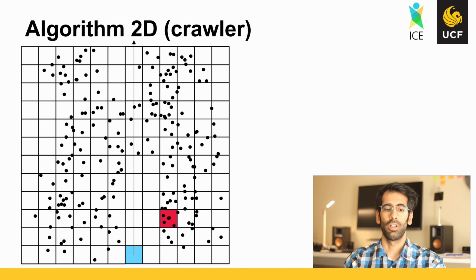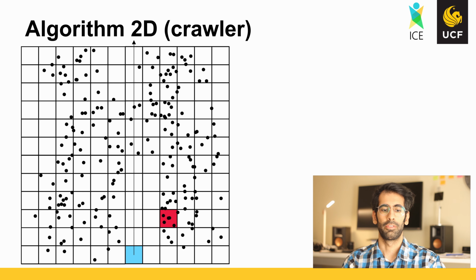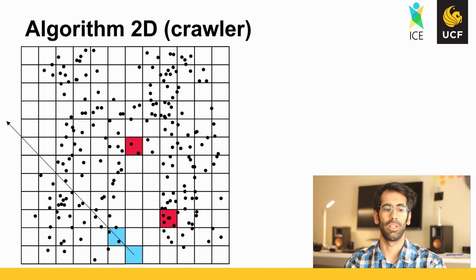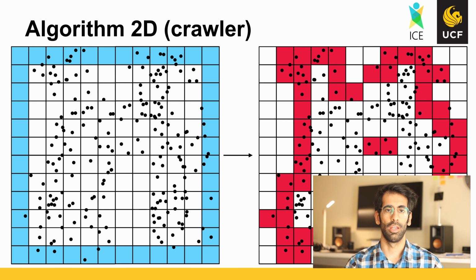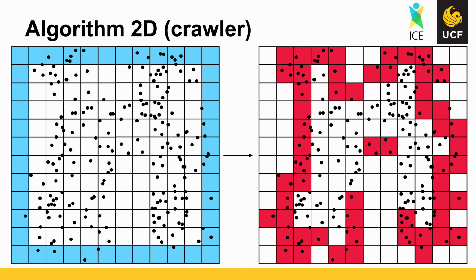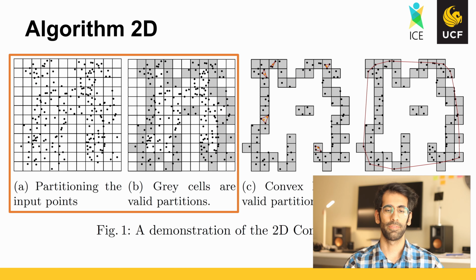The next crawler crawls toward the top of the grid and it will keep crawling until it reaches a partition that is non-empty. For this partition it will mark it as a valid partition and its operation will be halted. The next crawler also does the same thing and it will mark this partition as a valid partition and it will also be halted. So if we run the crawlers for all of the starting points on the edge of the grid, we will have these valid partitions. We have covered the first half of the algorithm.